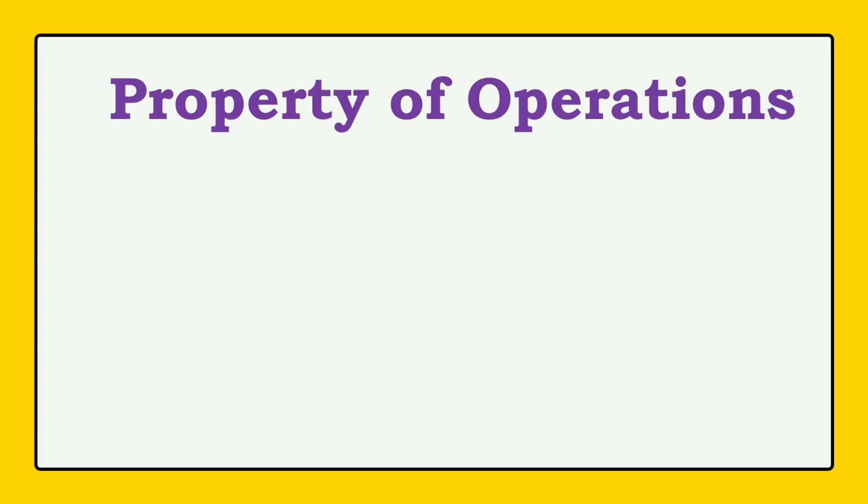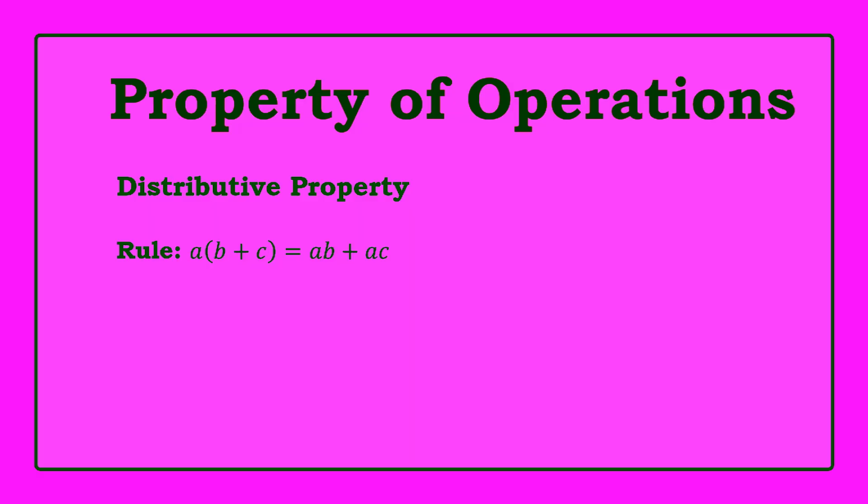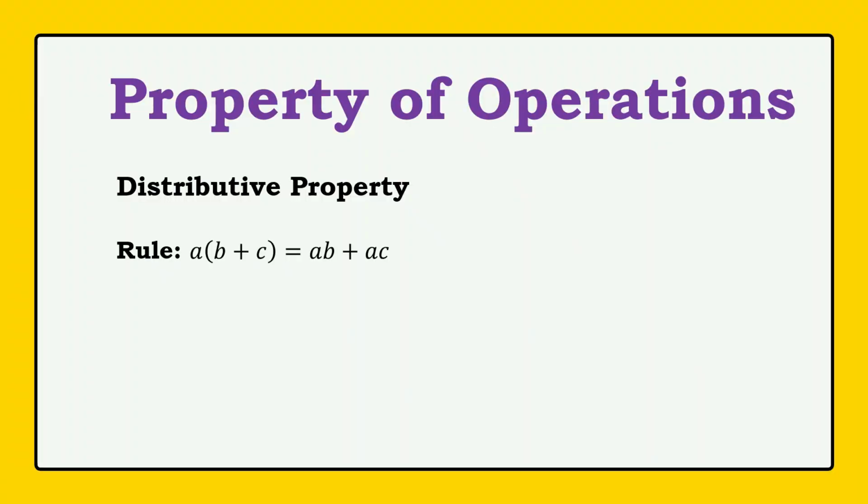The first property of operations we will discuss is the distributive property. This property shows how multiplication works with addition by multiplying a number to each term inside the parentheses. Using this property helps us expand and simplify algebraic expressions. This is the rule: A times the quantity of B plus C is equal to A times B plus A times C. For example, 4 times the quantity of x plus 3 is equal to 4x plus 12.